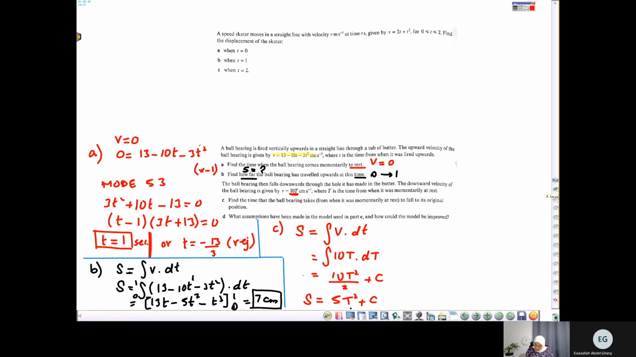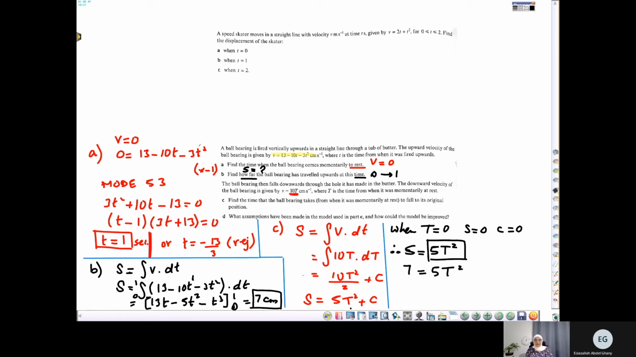We'll say something which is common in these cases. When t equals 0, when the time equals 0, the displacement equals 0, so C equals 0. Therefore, S equals 5t squared. That's it. And you know that S equals 7, so you can find t.